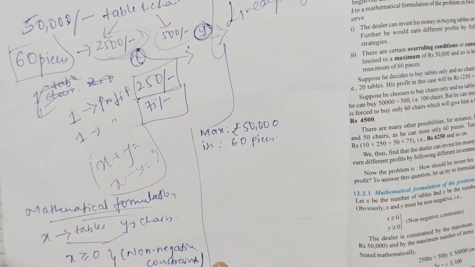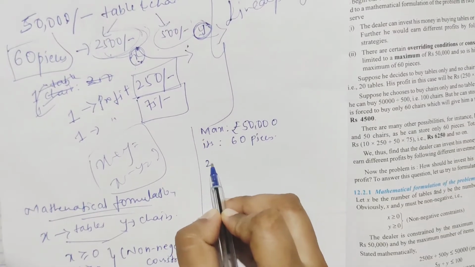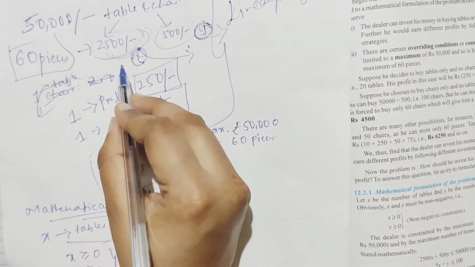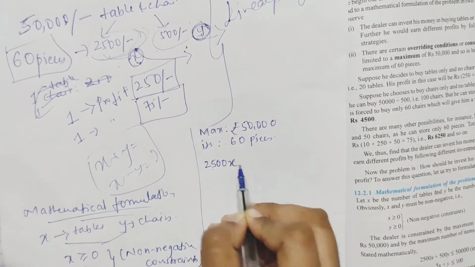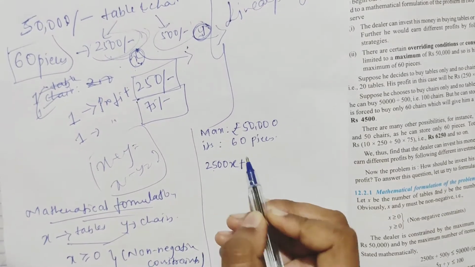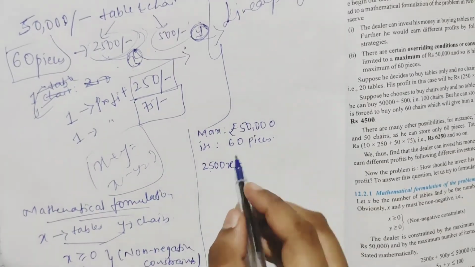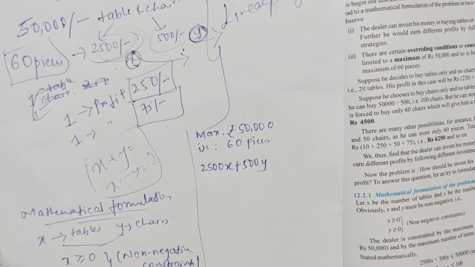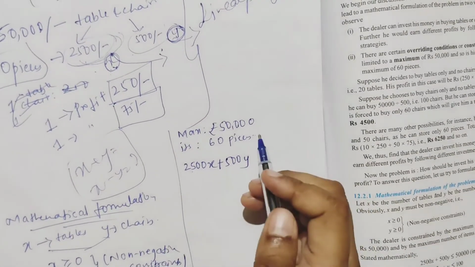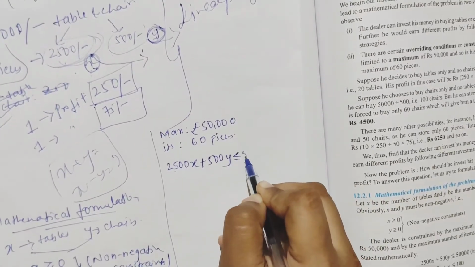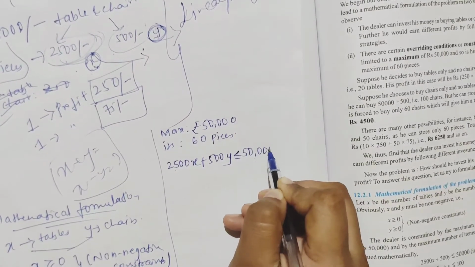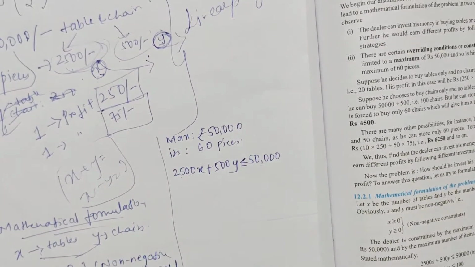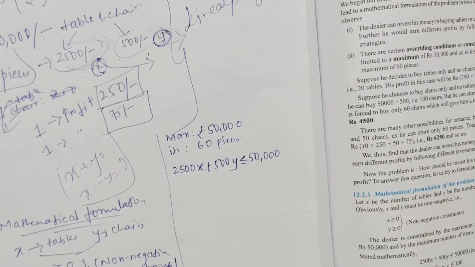So how will we write it? He has taken tables at 2,500 per piece, so 2500 into x, plus again chairs, he had taken at 500, so it will be 500 y, right? And these are less than or equal to 50,000, because this is your investment constraint. Like this you have to form an equation.